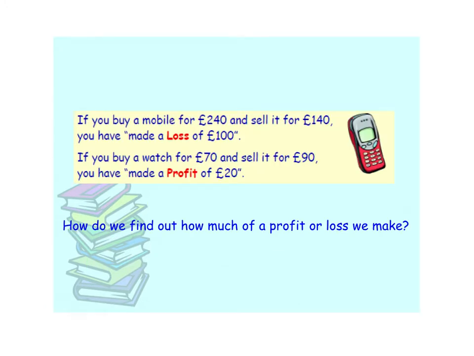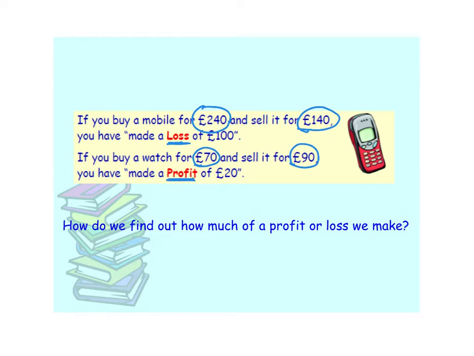Okay, so we have an example here. If you buy a mobile phone for £240 and sell it for £140, so you're selling it for less than what you bought it for, you made a loss of £100. If you buy a watch for £70 and sell it for £90, you bought it for 70, you sold it for 90, so you've got more money now, so you made a profit.